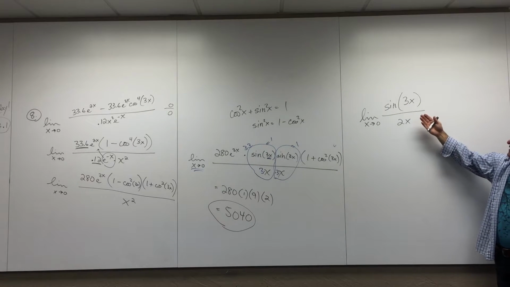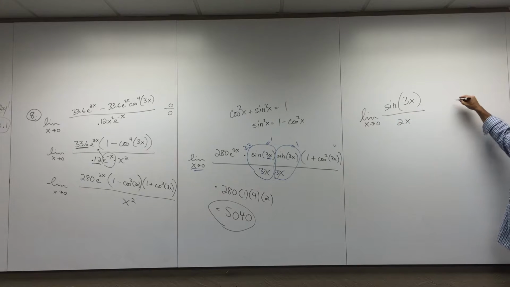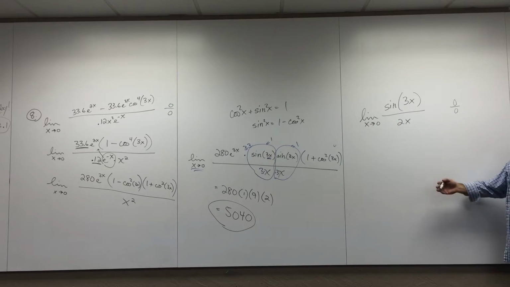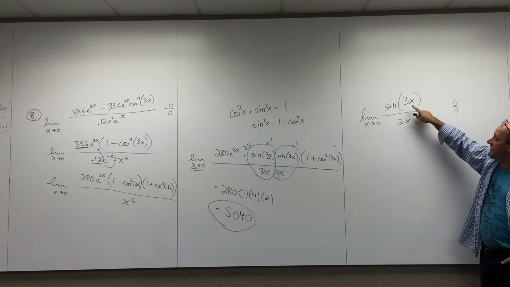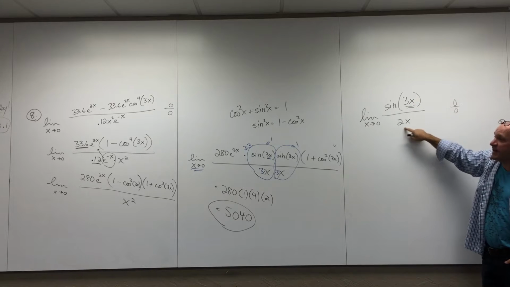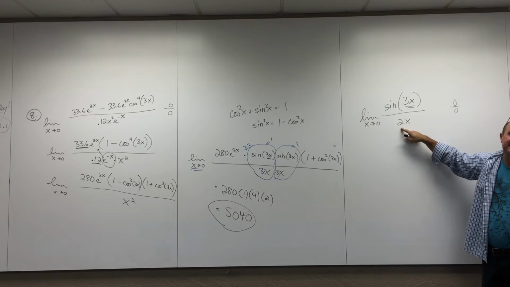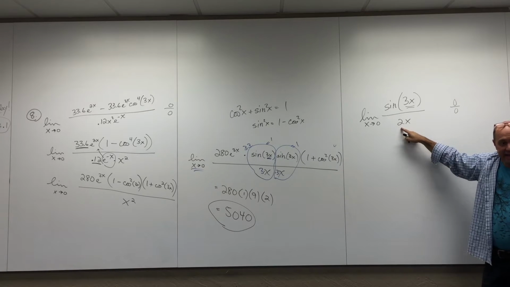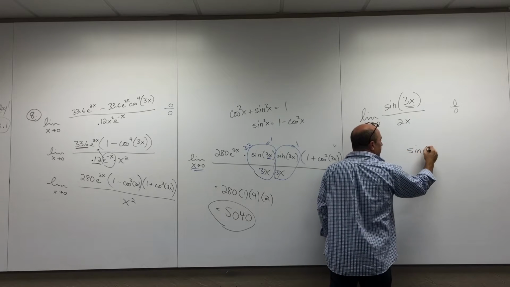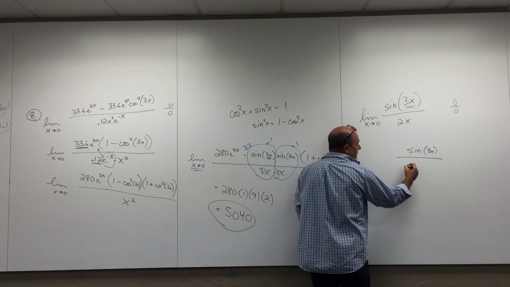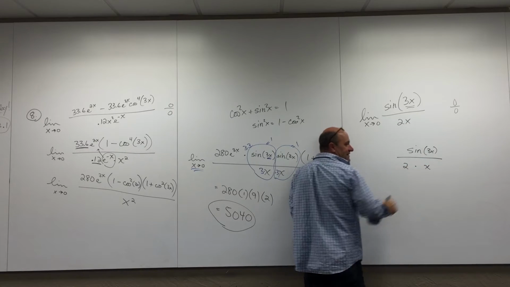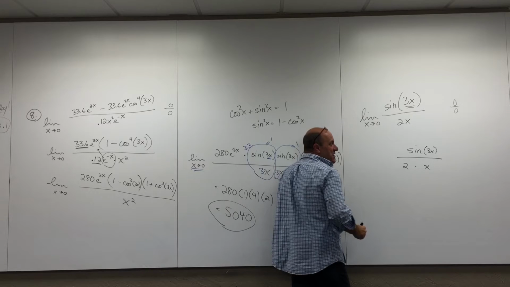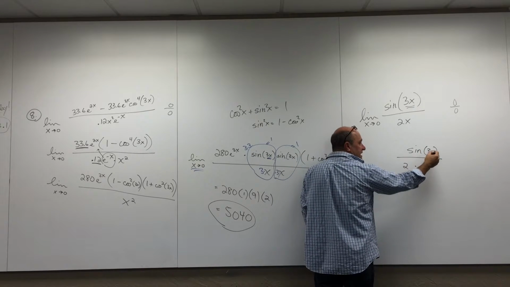Anyway, if you first try this problem, you get 0 over 0. And if you want to use that theorem, you can, but this 3x has got to match this. This is a 2x, and it needs to be a 3x. The way you make that happen is this: the 2 is still times the x, but now I need this to be a 3x.